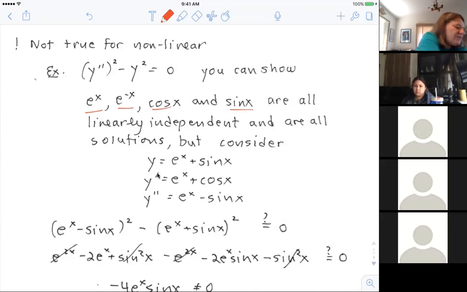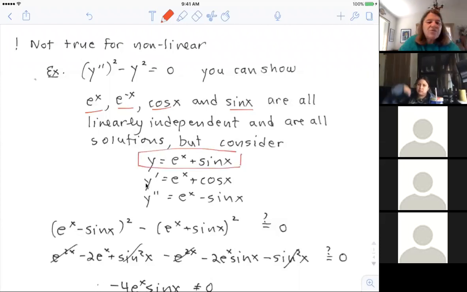However, if you look at this one and you take its derivative and its second derivative, it's a linear combination of the ones that I said were solutions. It's a linear combination there. If this were linear, that should be a solution as well.